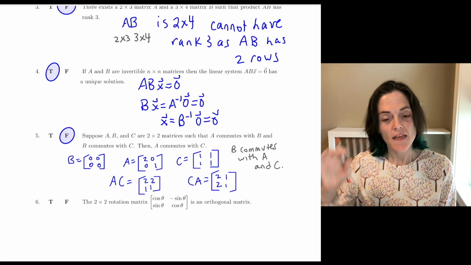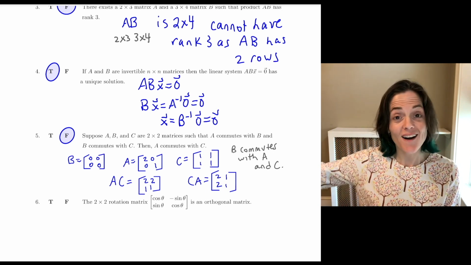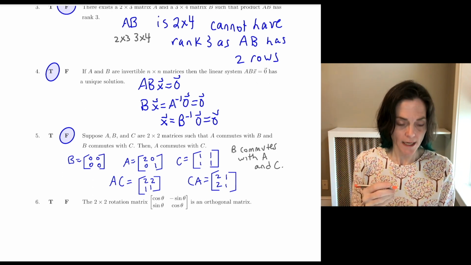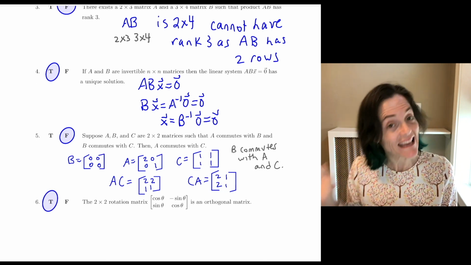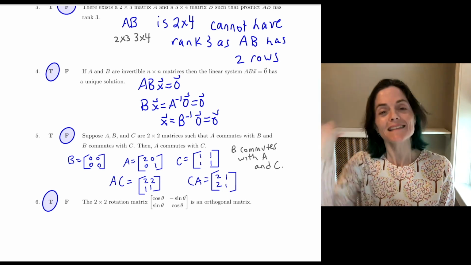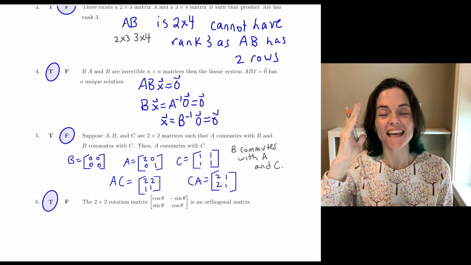Number 6, the 2 by 2 rotation matrix. Here, this is rotation counterclockwise by angle theta. Well, this is an orthogonal matrix. This is true. You can think about this multiple ways. You can either think that the associated action is definitely length preserving. Take a vector, rotate it counterclockwise. You have not changed the length.